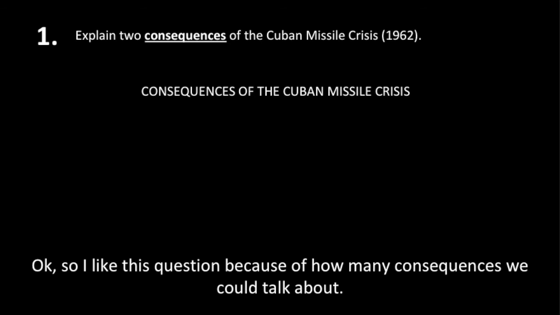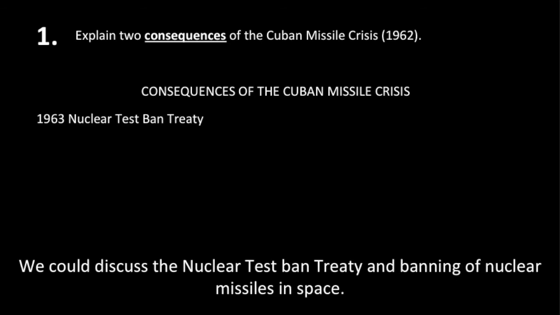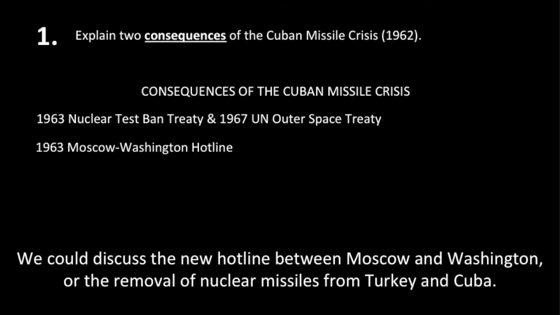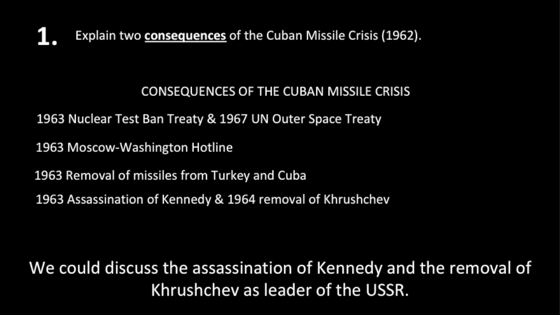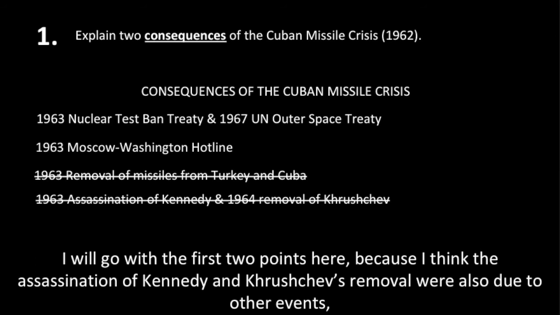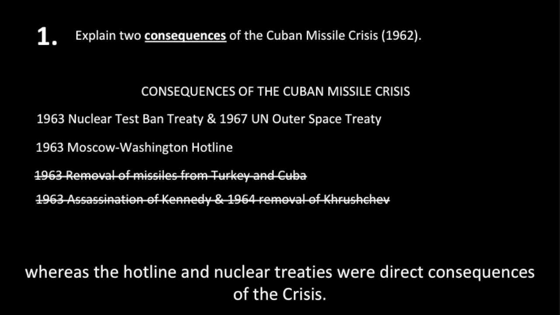Okay, so I like this question because of how many consequences we could talk about. We could discuss the Nuclear Test Ban Treaty and banning of nuclear missiles in space. We could discuss the new hotline between Moscow and Washington, or the removal of nuclear missiles from Turkey and Cuba. We could discuss the assassination of Kennedy and the removal of Khrushchev as leader of the USSR. I'll go with the first 2 points here because I think the assassination of Kennedy and Khrushchev's removal were also due to other events, whereas the hotline and the nuclear treaties were direct consequences of the crisis.